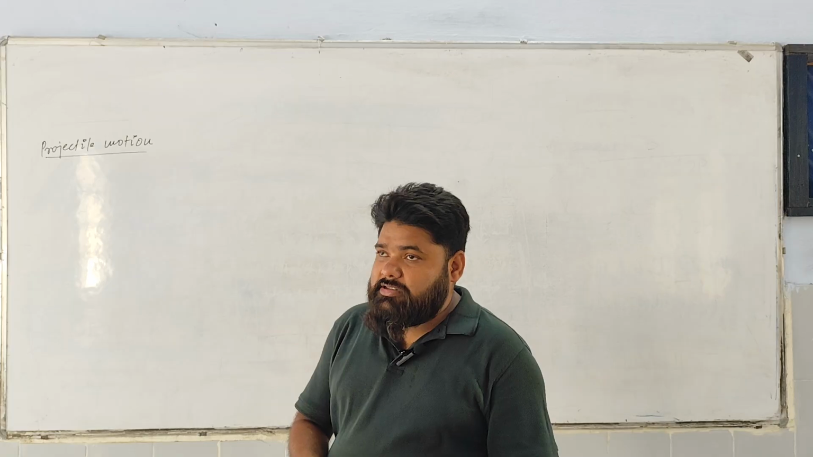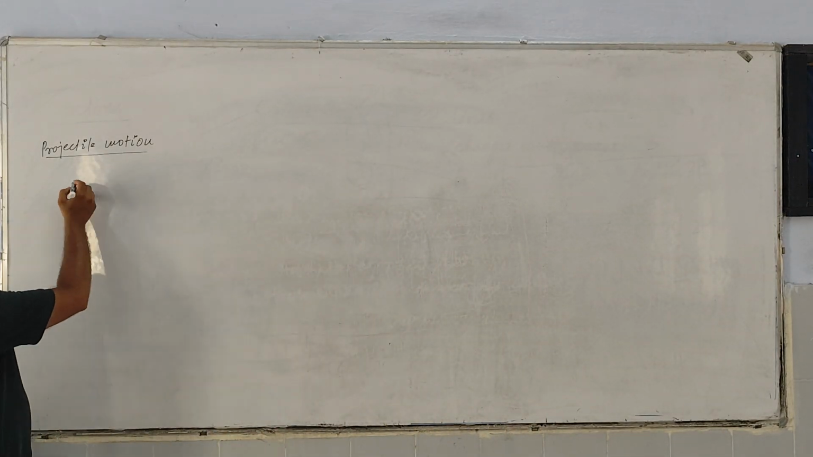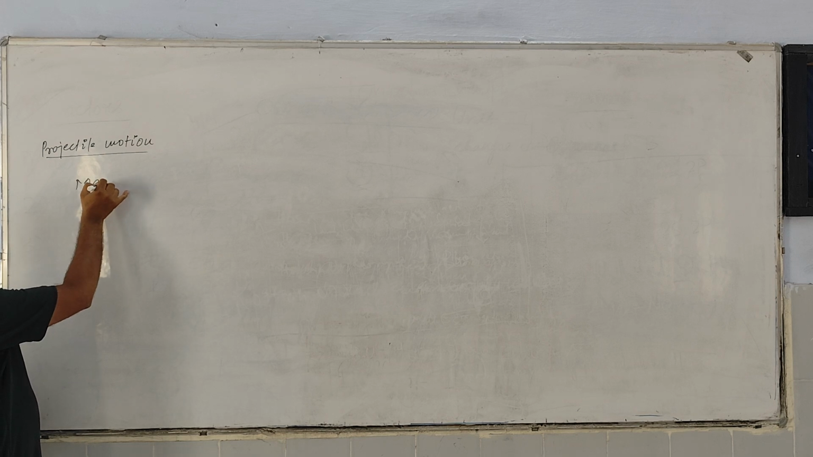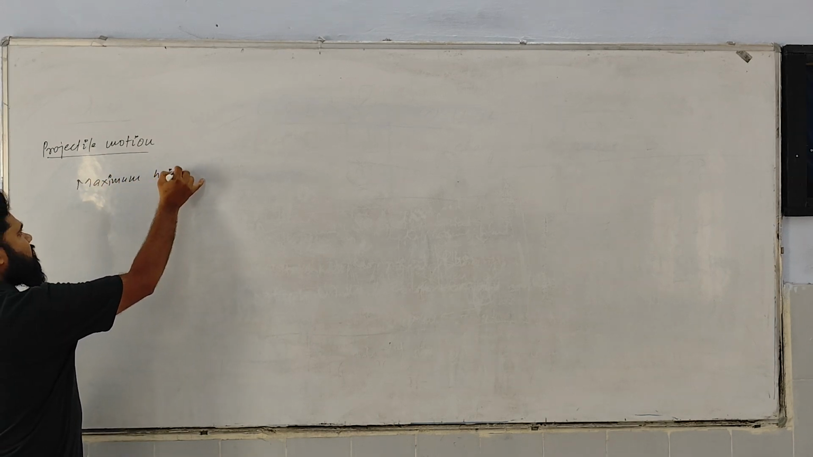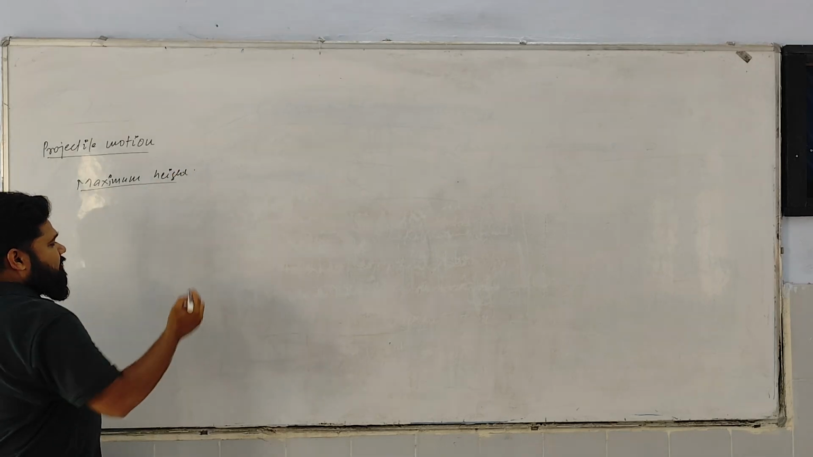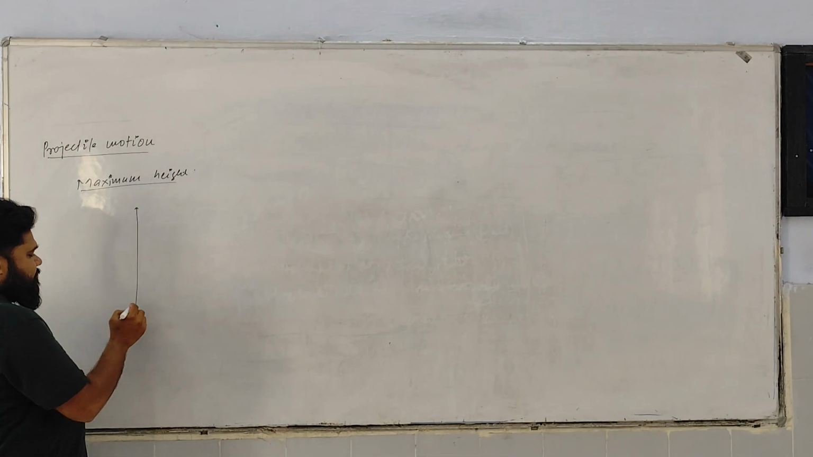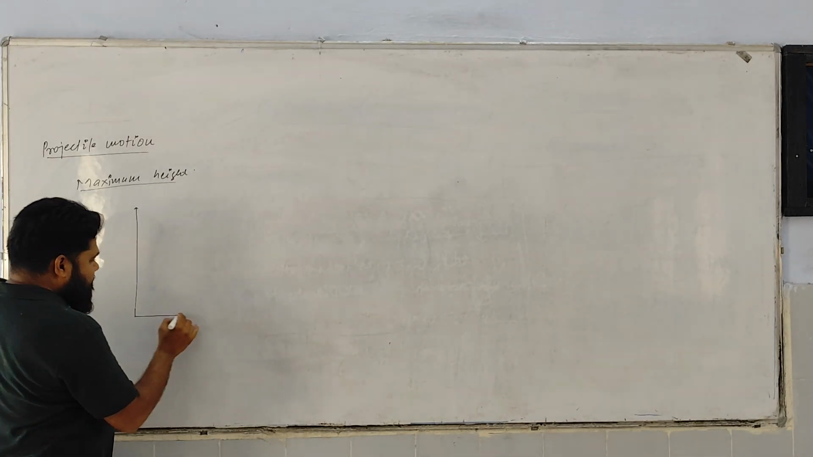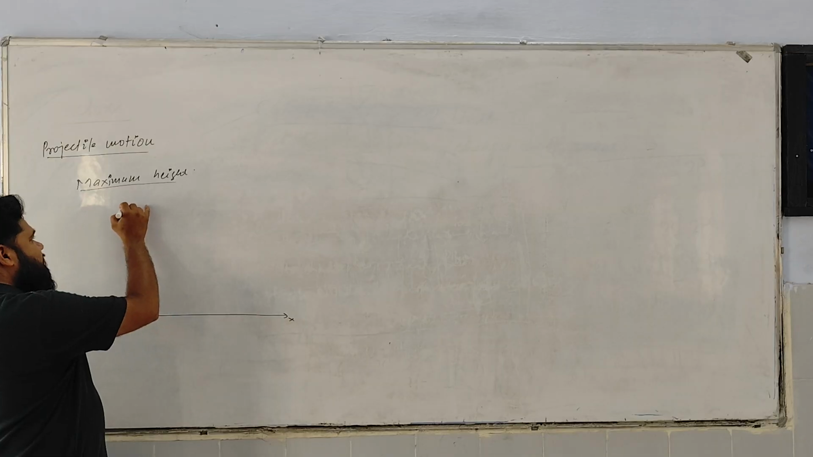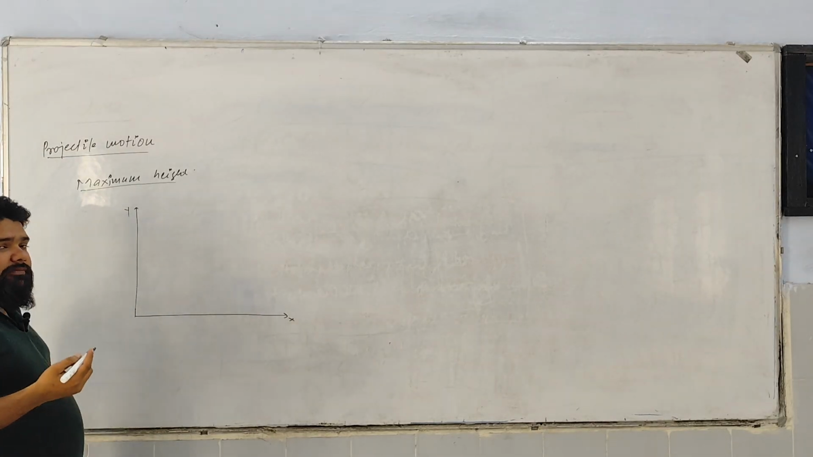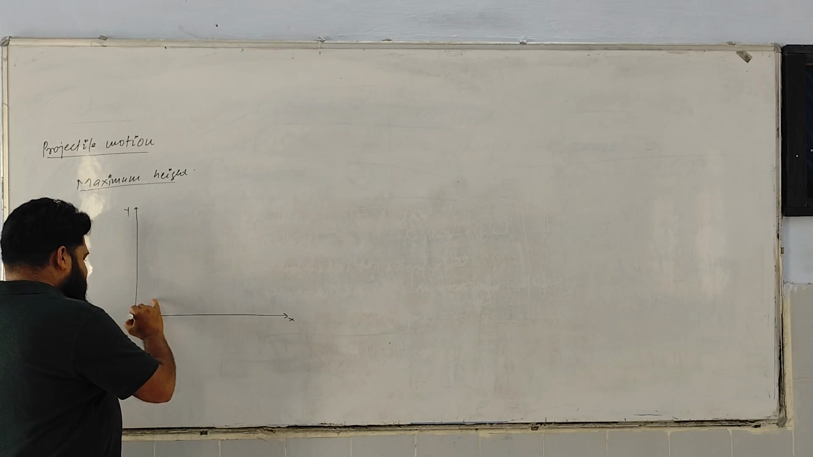So first of all we will discuss the maximum height. As we know, when we talk about the projectile motion, let's consider we have an object, and the object is projected into space with some velocity at some angle theta. So that is the path of the projectile.